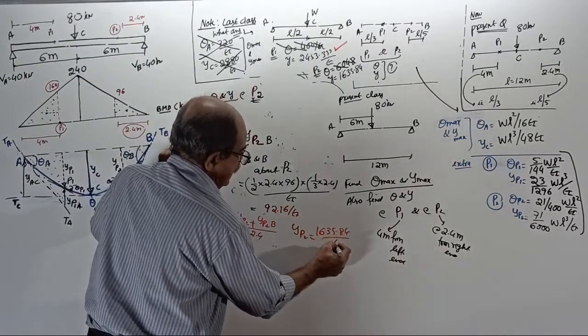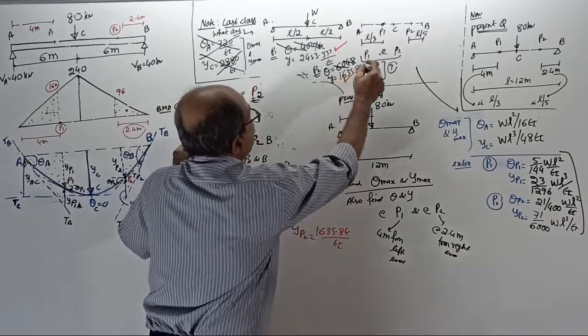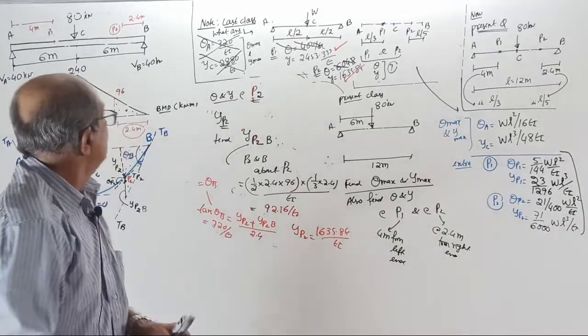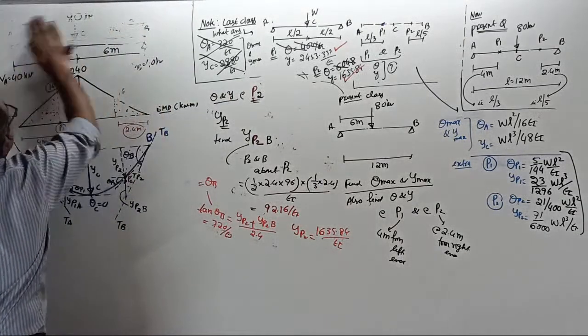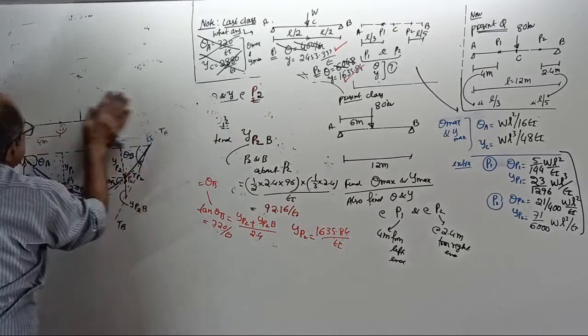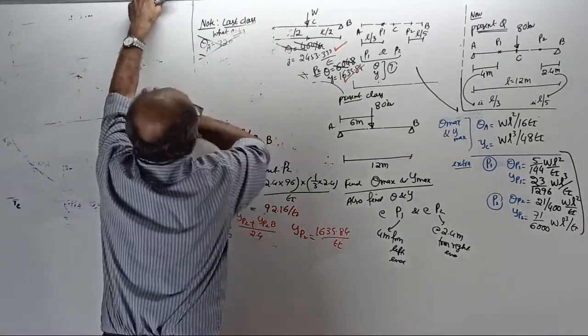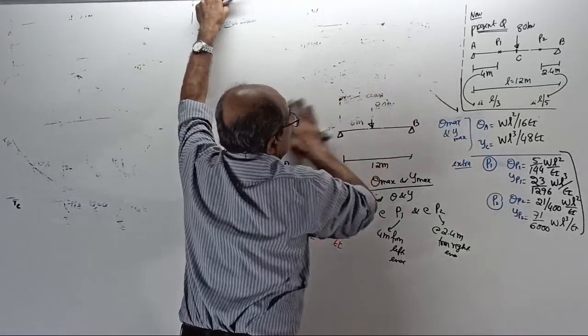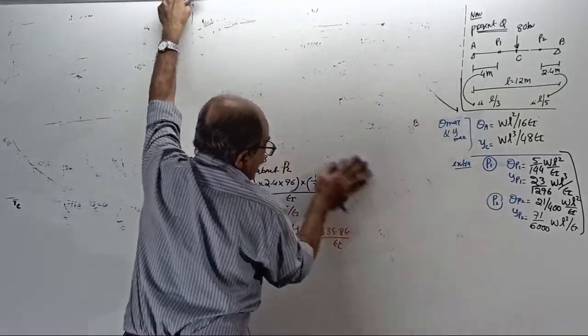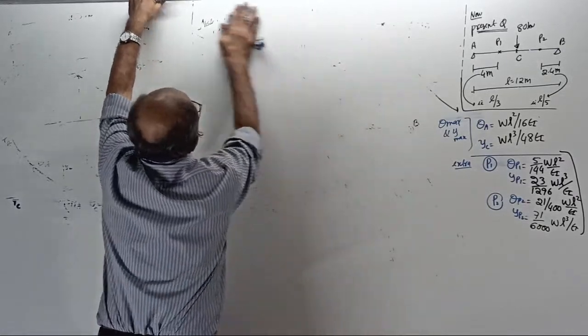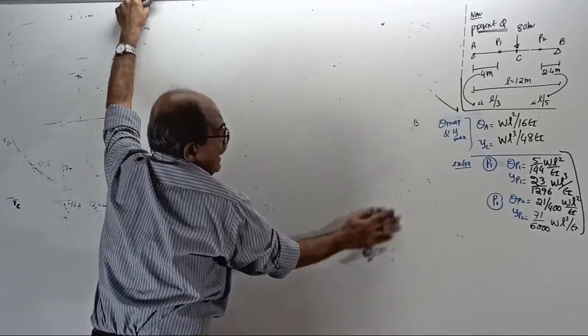1635.84 by EI. Everything perfectly tallied. Now, this question of a simply supported beam with central load is a very powerful question. Many competitive examinations will ask this one. So I will give an extra homework question with numerical and the answer. Today only, try and get the answer.